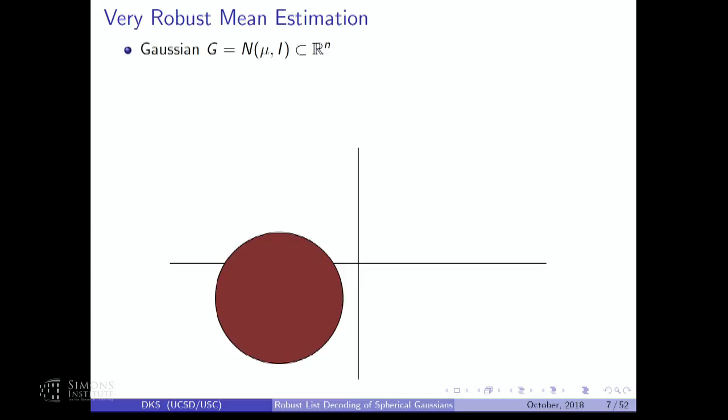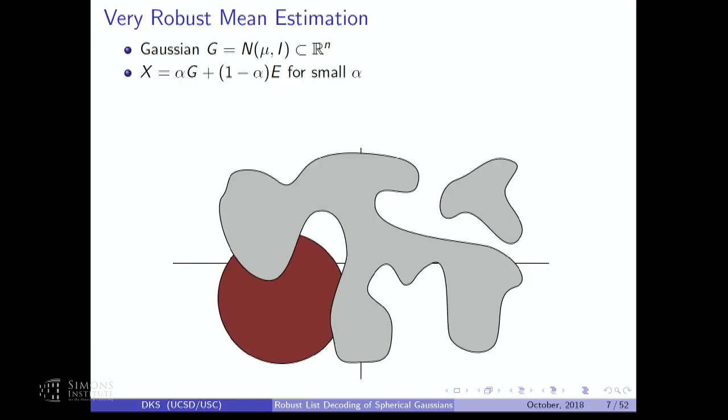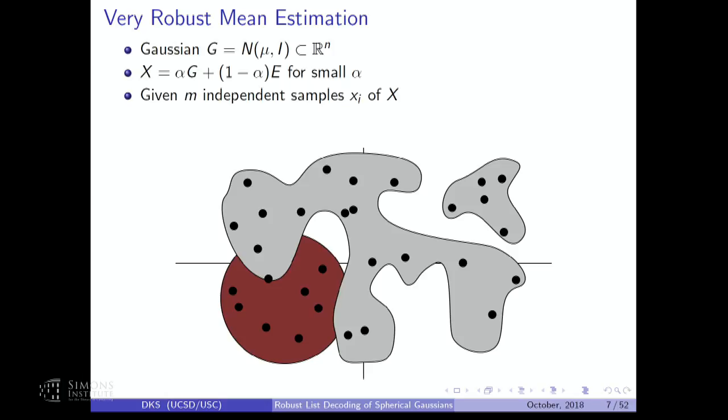So again, Gaussian with an unknown mean. But now instead of adding just epsilon error, we're going to add a lot of it. So we have a distribution X that with some small alpha probability returns good samples from our Gaussian. But otherwise, with 1 minus alpha probability, returns samples from our error distribution. Once again, we have a bunch of independent samples from X. And we'd like to learn an approximation to the mean.